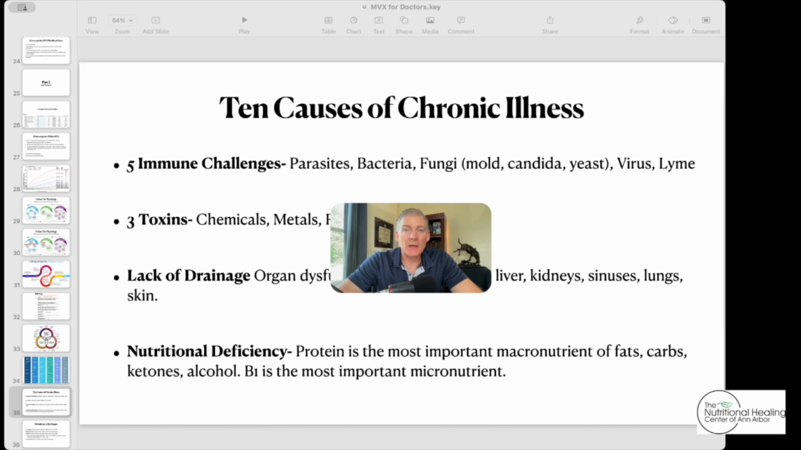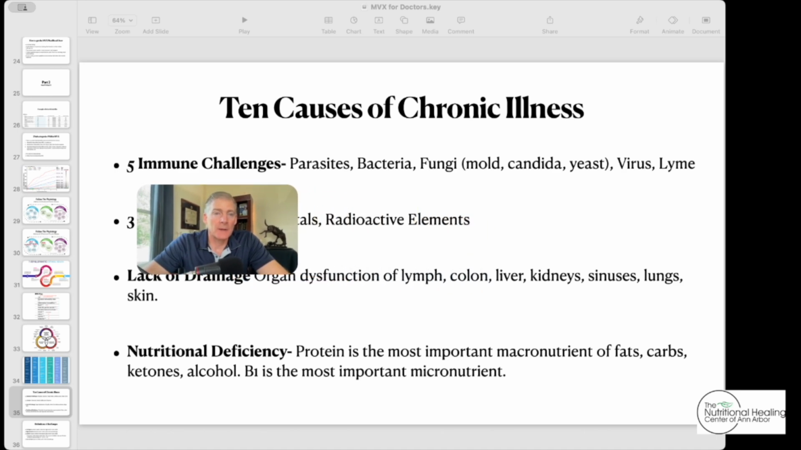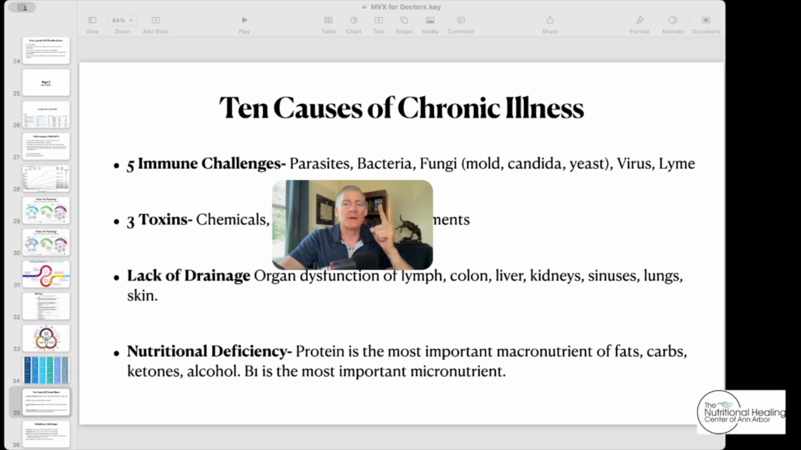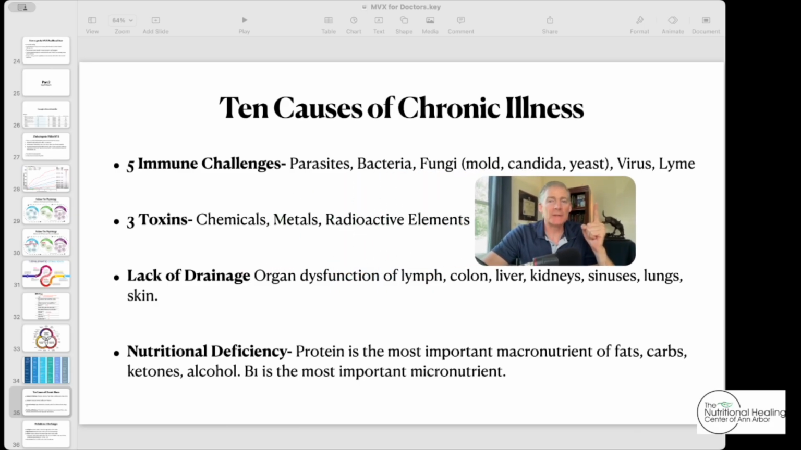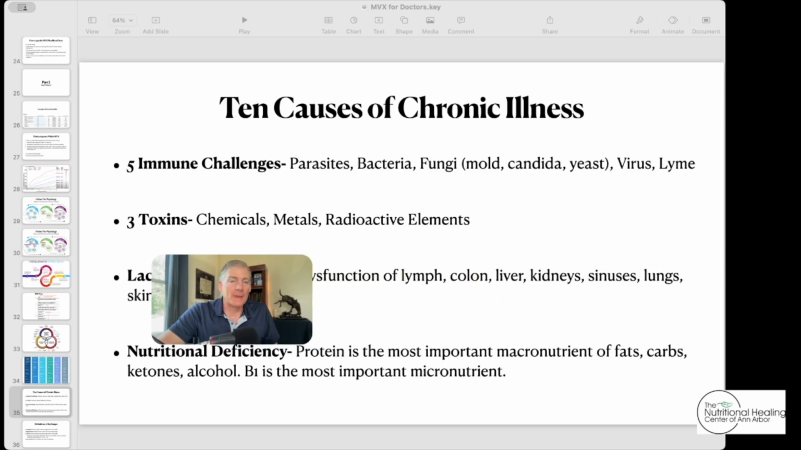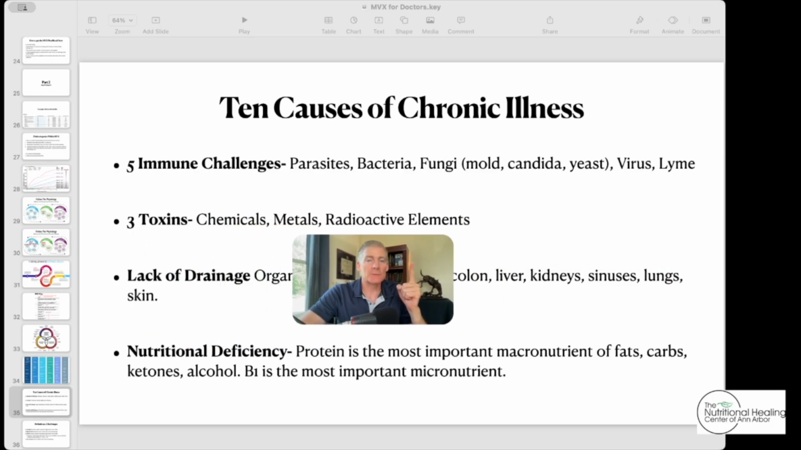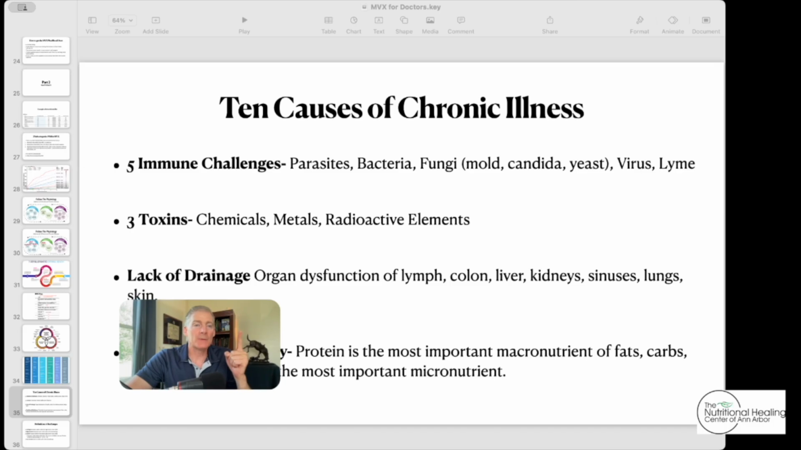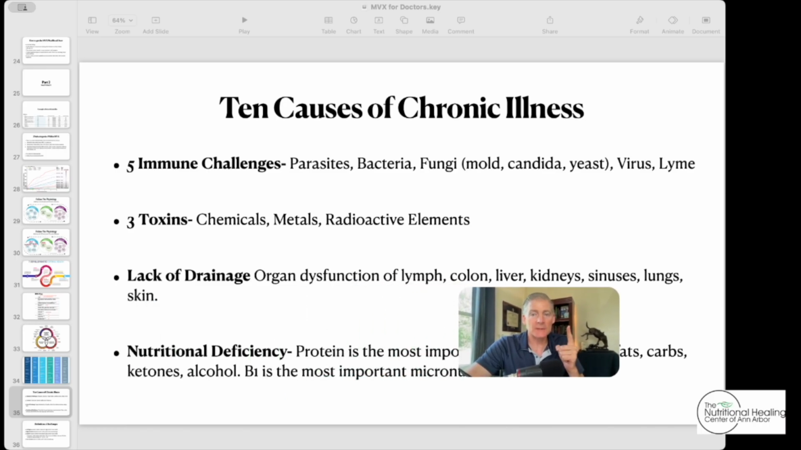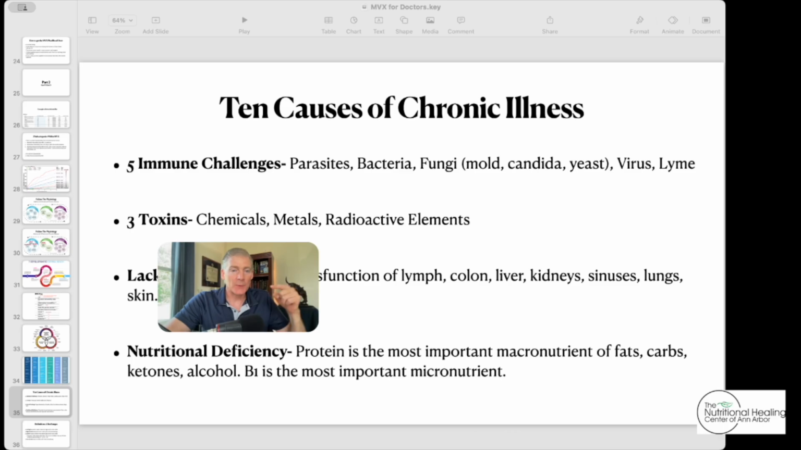All right, here are the 10 causes of chronic illness. Up here we have 5 immune challenges: parasites, bacteria, fungi, which includes mold, candida, and yeast, virus, and Lyme. Here we have 3 toxins: chemicals, metals, radioactive elements. And here we have lack of drainage, the organs that naturally clean out the body. They need to be working well. Lymphatic system, colon, liver, kidneys, sinuses, lungs, and skin. And then below me, nutritional deficiencies.